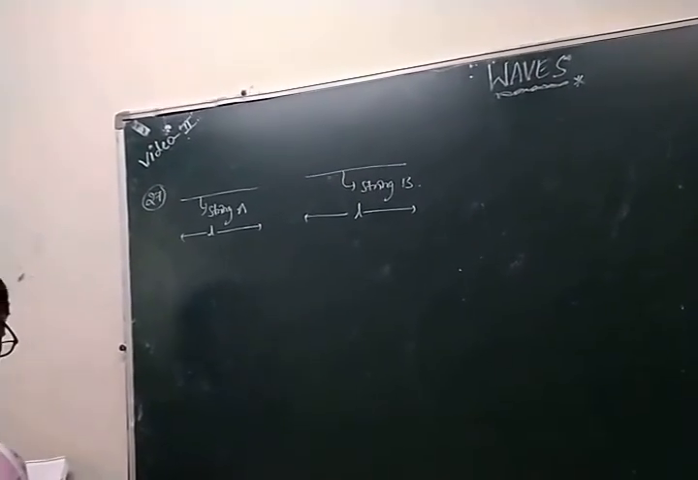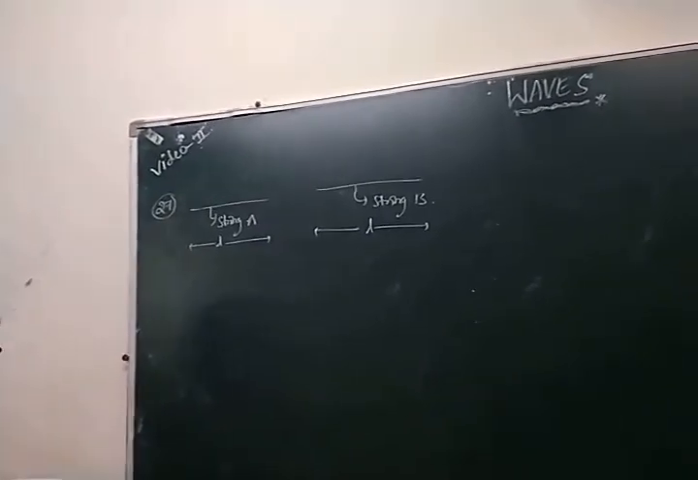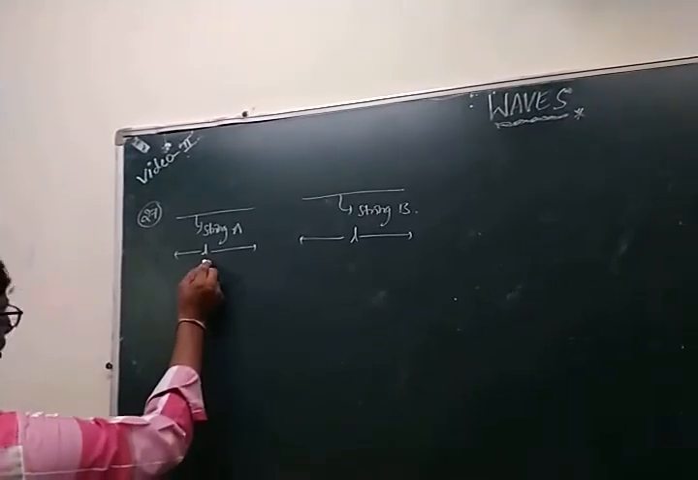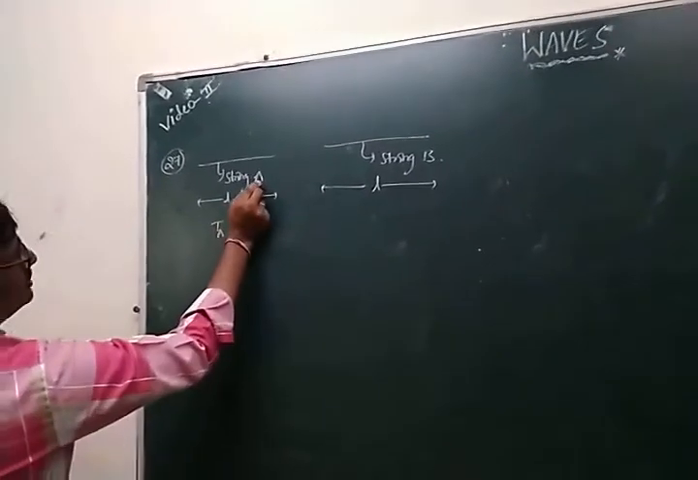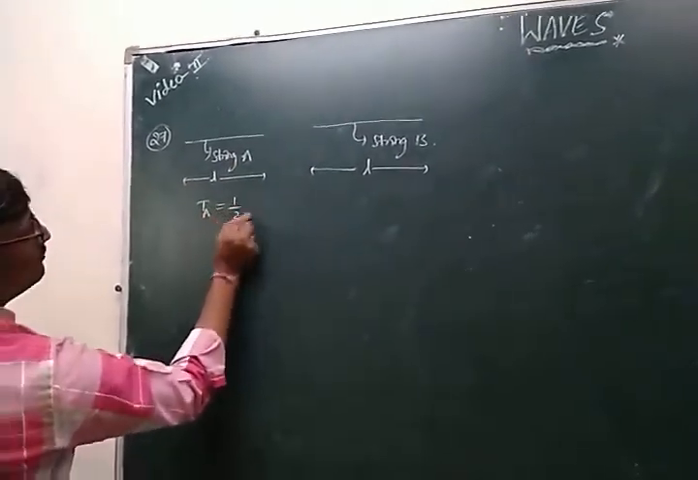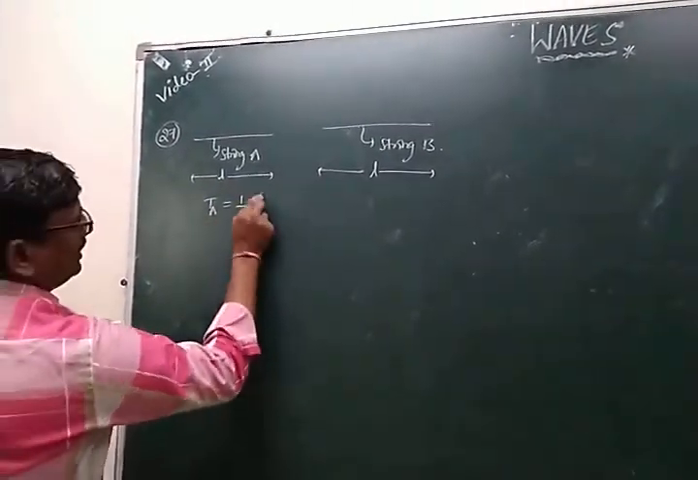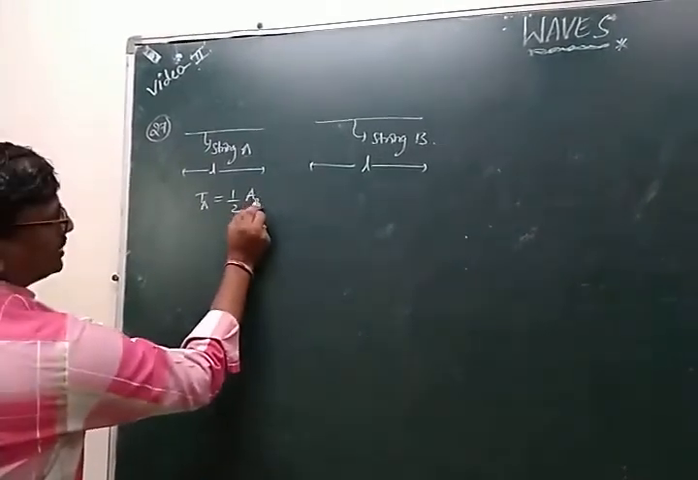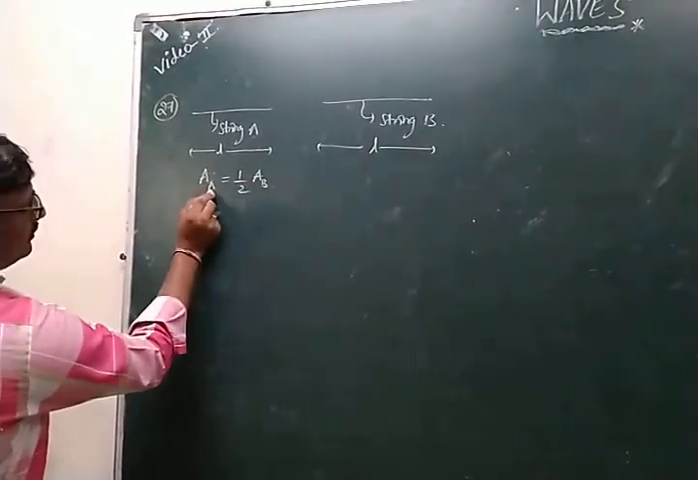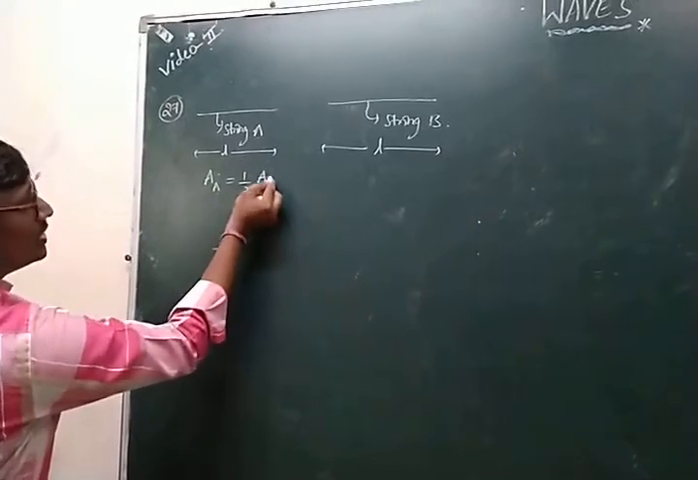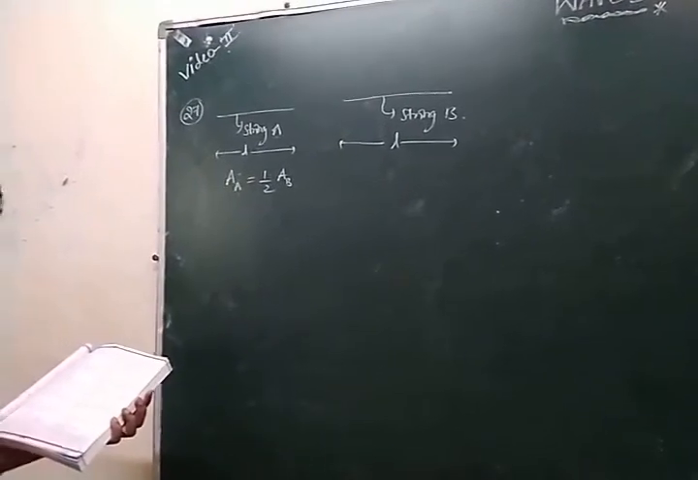The cross sectional area of A is half of B, while the tension in A is twice that in B. Here the area of cross section of string A is equal to half of the area of string B, and the tension on A is twice that on B.